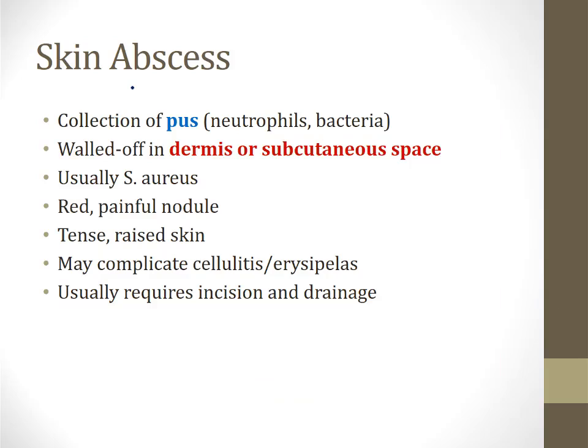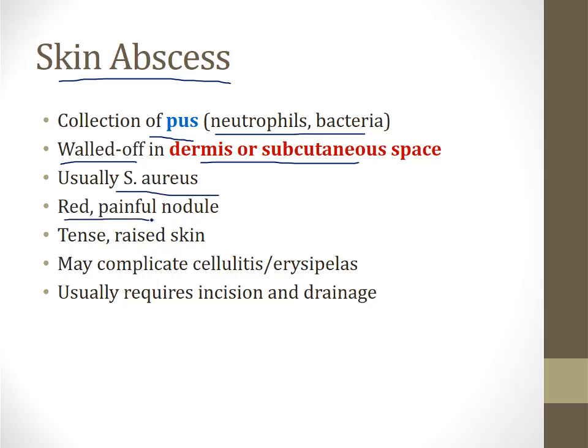Another skin infection that is related to cellulitis and erysipelas is a skin abscess. A skin abscess is a collection of pus. Pus is made up of neutrophils and bacteria, and in a skin abscess, a walled-off collection of pus develops in the dermis or subcutaneous space. This is usually caused by Staph aureus, and it leads to the presence of a red, painful nodule on the skin. The skin over the area of pus will be tense and raised. I'll show you a picture of this in a minute. And this often develops as a complication of cellulitis and erysipelas.